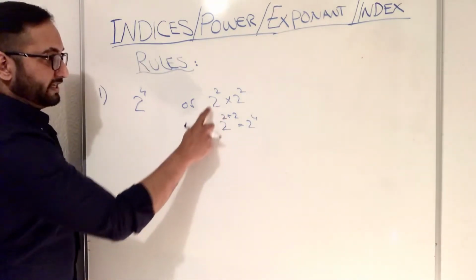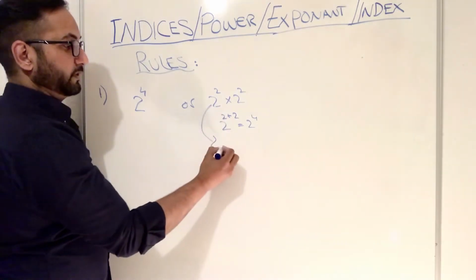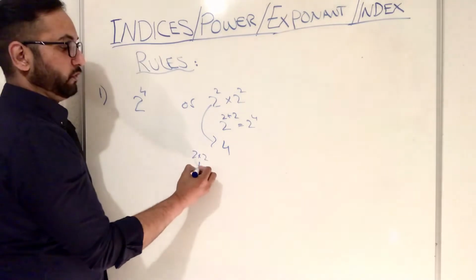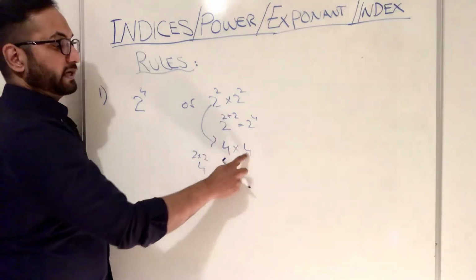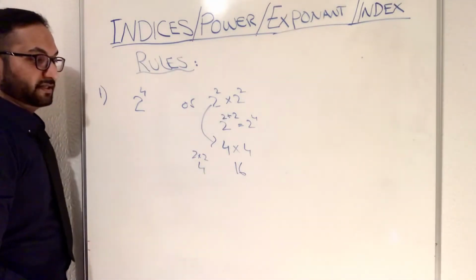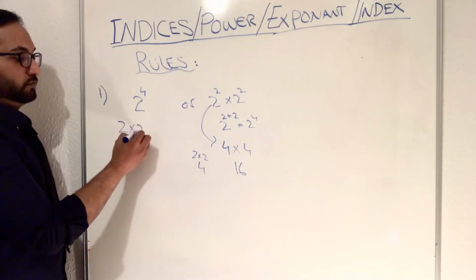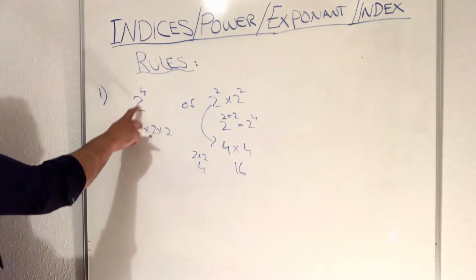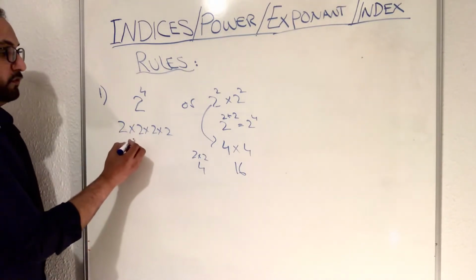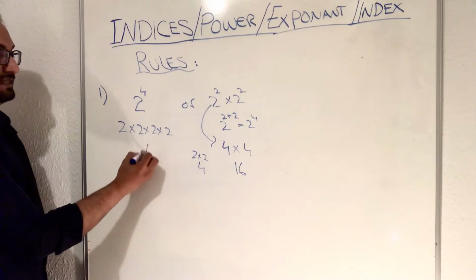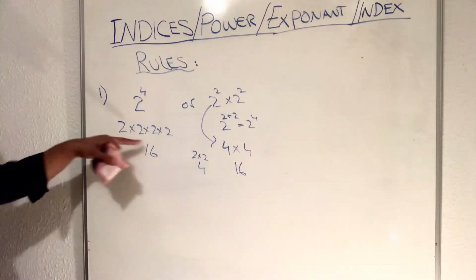Or if I write 2 squared, what does it mean? 2 squared is equal to 4, because 2 times 2 gives you 4. Again, 2 squared is equal to 4. Multiply 4 times 4 is 16, right? Same as if we convert that into normal form, that becomes 2 times 2 times 2 times 2, because 2 has a power 4, so 2 multiplies itself 4 times. So 2 times 2 gives you 4, 4 times 2 gives you 8, 8 times 2 gives you 16. So both have the same answer, one in index form, one in normal form.